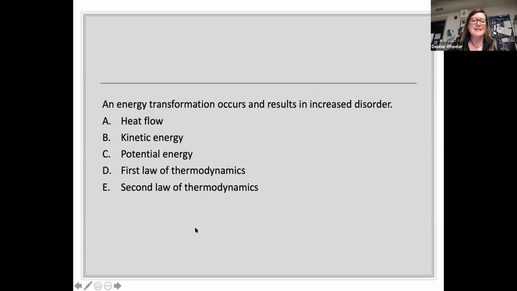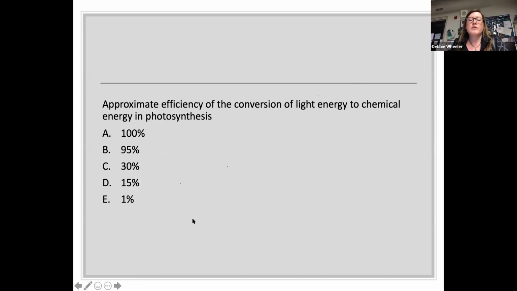I'm seeing lots of E's. I like it. Yes, second law of thermodynamics. Here's another question for you. The efficiency of the conversion of light energy to chemical energy in photosynthesis. Kind of a review from an earlier slide. Is it A, B, C, D, or E? I'm seeing lots of E's. It is E. Remember, only 1% gets transferred.